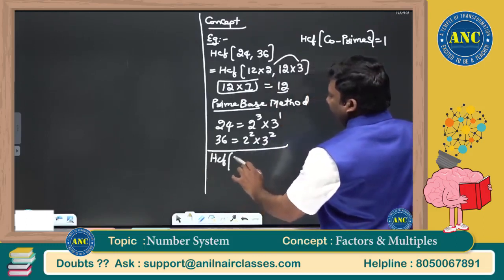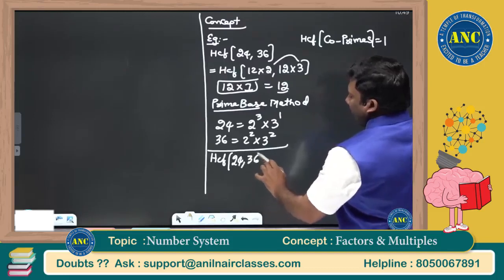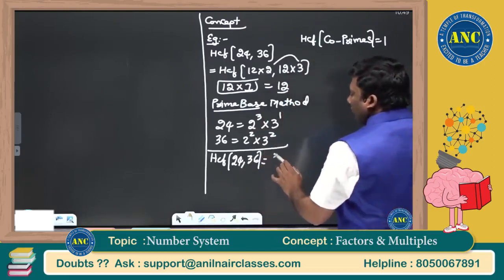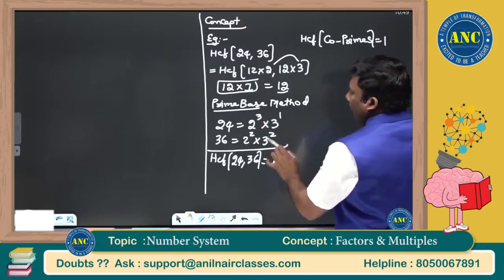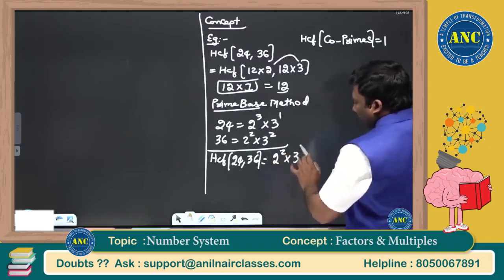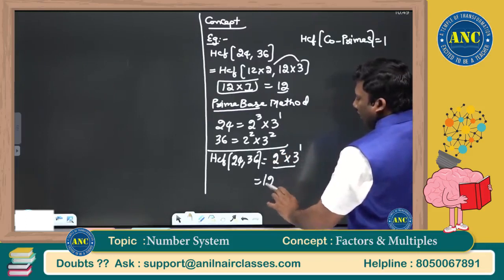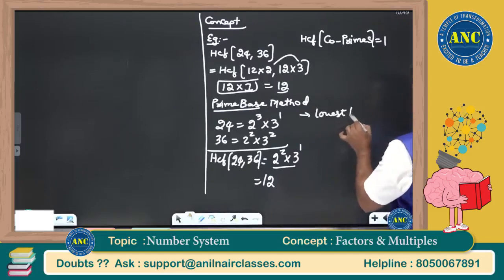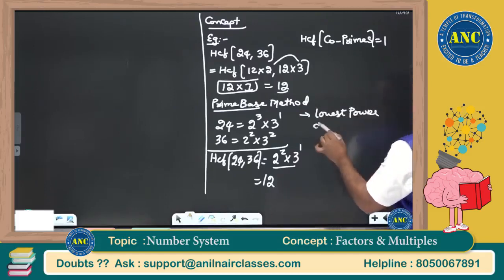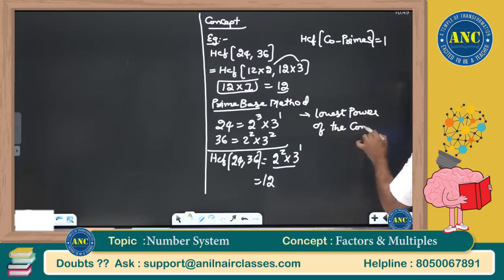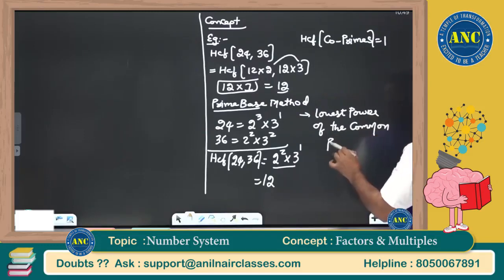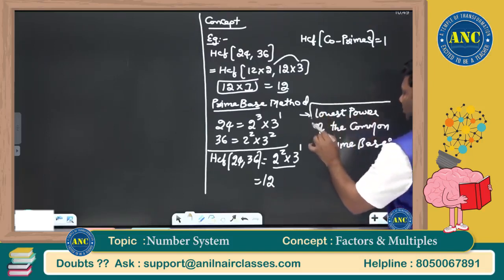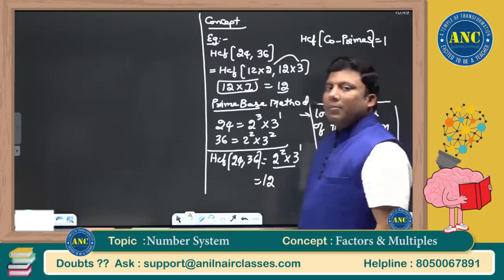HCF of 24, 36. First, 2 square, 2 cube. What is the lowest power common? It is 2 square. 3 power 1, 3 square. What is the lowest power? It is 3 power 1. 4 into 3, it is 12. Please write down: HCF can also be found by using the lowest power of the common prime bases. If the question is represented in the form of prime bases, you can use this concept.